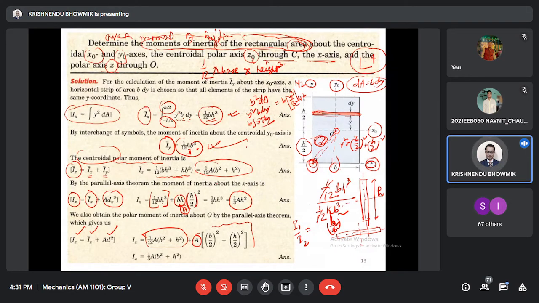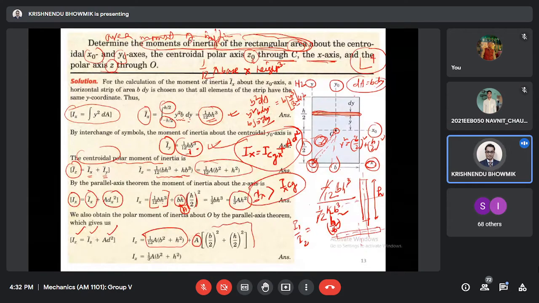One thing you have to understand: Ix equals, if I write this way, ICG x plus area multiplied by distance square. Simplifying this, area cannot be negative, and the distance may be along the x-axis or y-axis, positive or negative, but finally it is squared. Then definitely this Ix will be greater than IxCG.